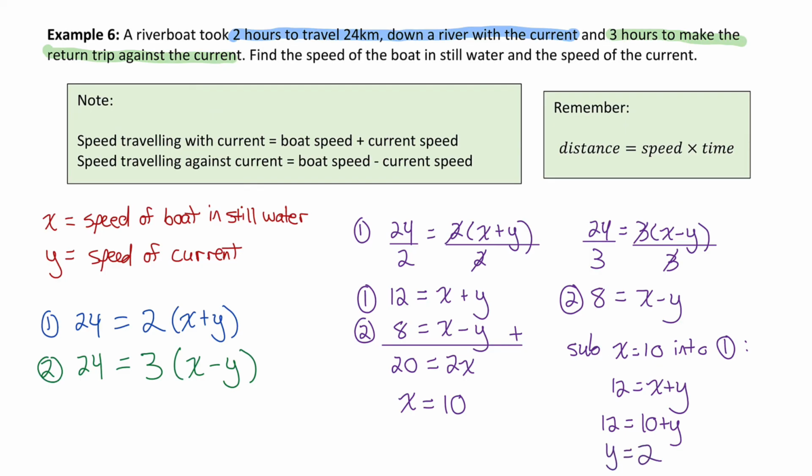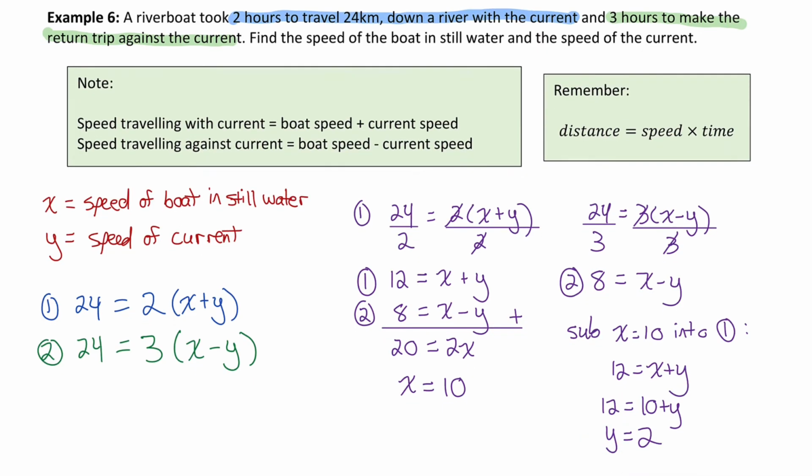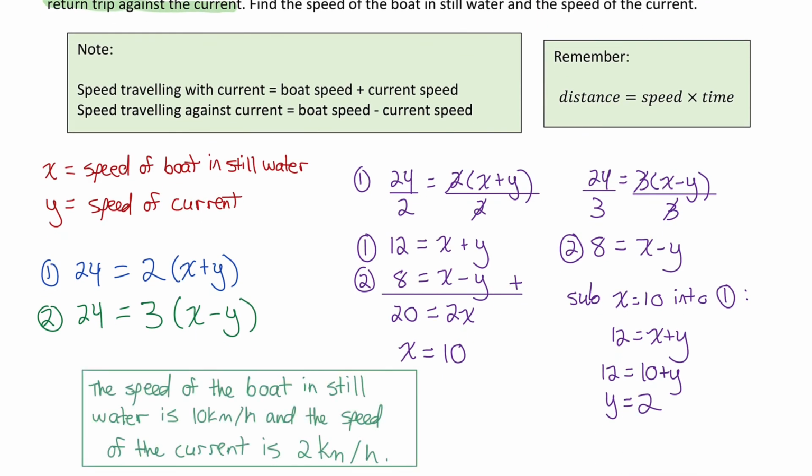So I've solved that x, the speed of the boat in still water, is 10 kilometers an hour, and y, the speed of the current, is 2 kilometers an hour. So I'll summarize that in a concluding statement. And that's the end of all the examples we'll do in this section.